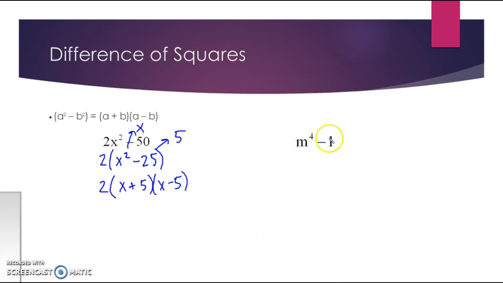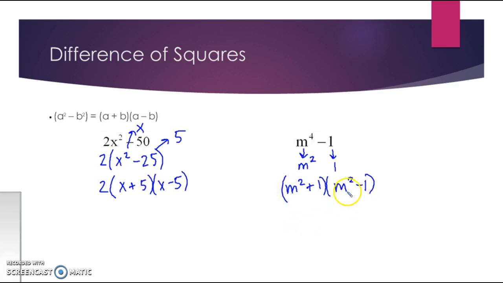For this example, I don't have a GCF, and m to the 4th, an even exponent, means it's a perfect square, and 1's a perfect square. So the square root of m to the 4th is m squared, square root of 1 is 1. Always cut your exponent in half when you take the square root. So I have m squared plus 1, m squared minus 1.